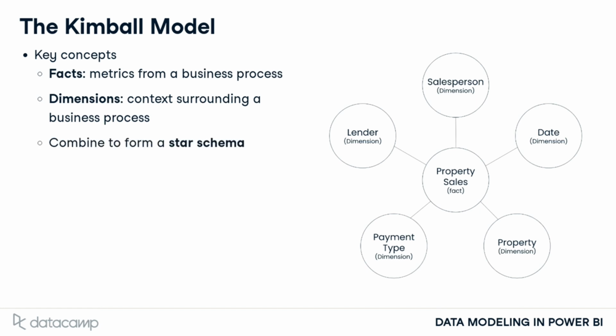The star schema's name comes from the way that facts and dimensions connect. We typically have several dimensions surrounding each fact. In this example, measures related to property sales are stored in the fact table, and the lender, salesperson, date, property, and payment type tables provide more context about each property sale.